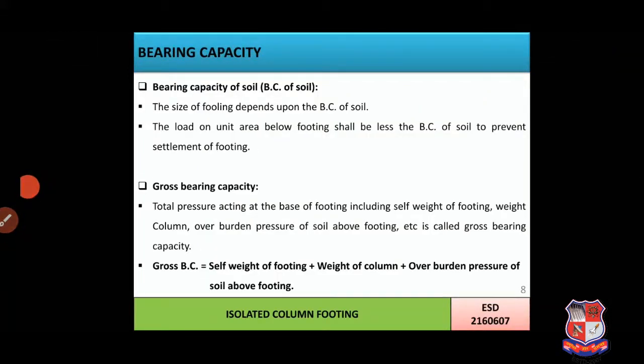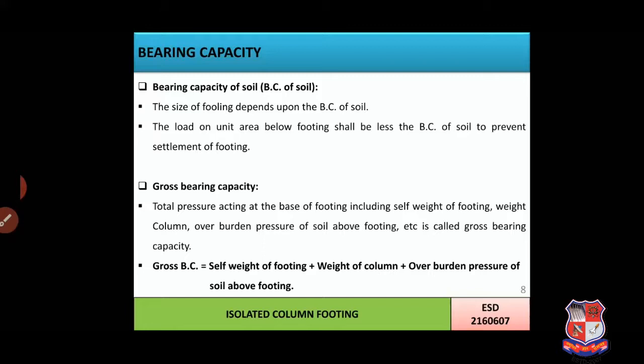The size of the footing depends upon the bearing capacity of soil. The load on the unit area below the footing shall be less than the bearing capacity of the soil to prevent the settlement of footing. Then gross bearing capacity: total pressure acting at the base of the footing, including self-weight of footing, weight of column, overburden pressure of soil above footing, etc., is called the gross bearing capacity.